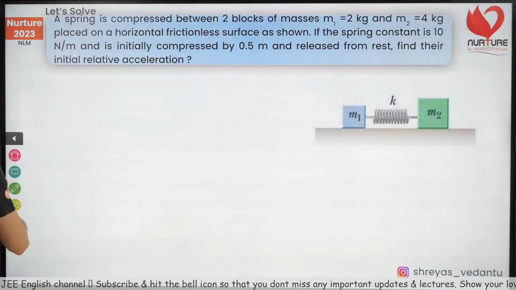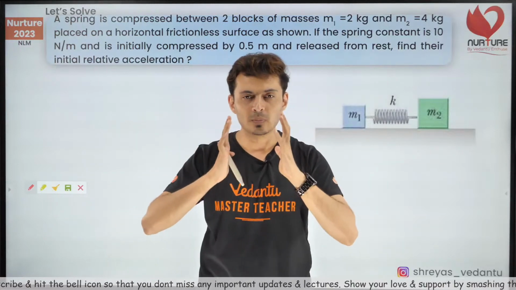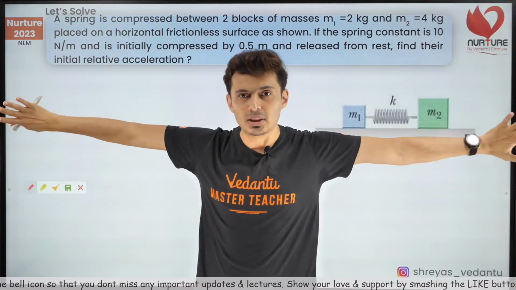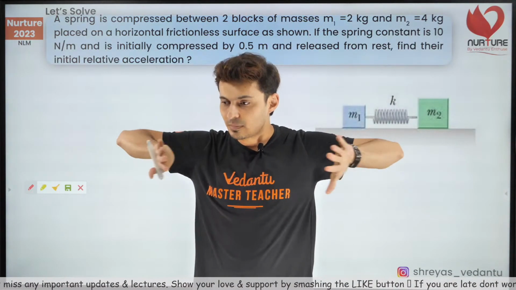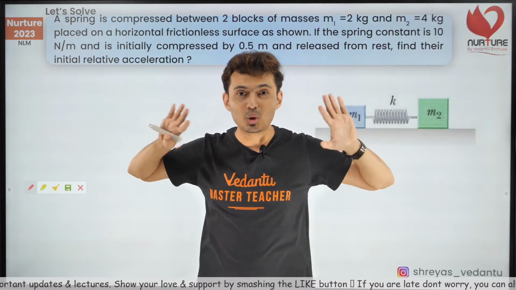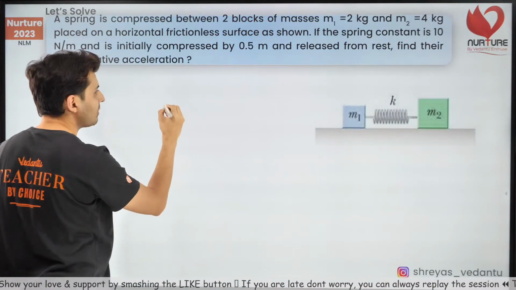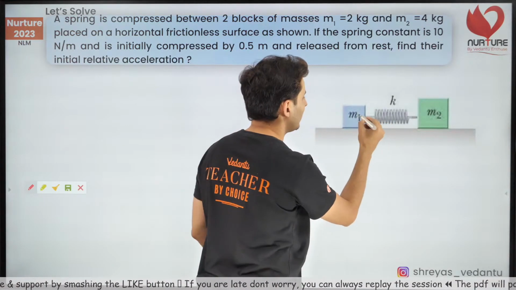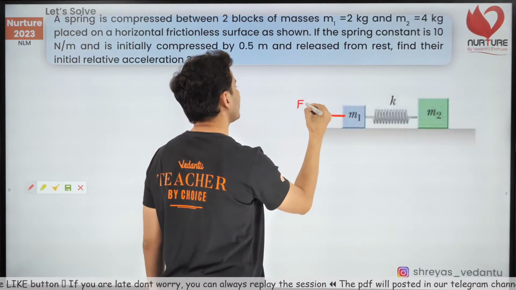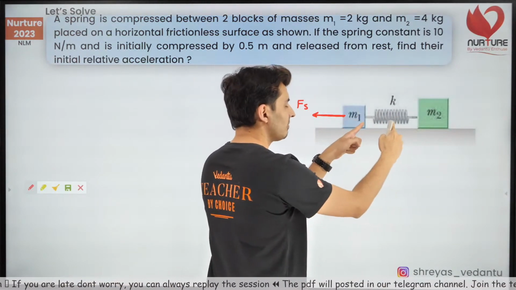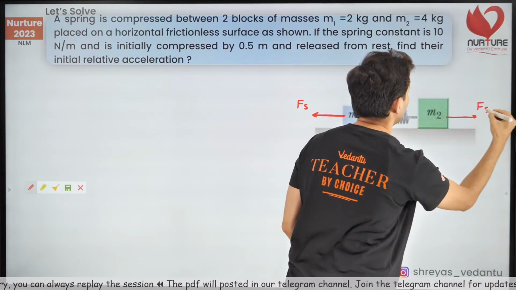All right. So if you compress the spring, what will the spring do? It will push both the blocks outwards, right? Great. So think about the free body diagram. Because the spring is compressed, it will push this block this way. The same spring is pushing the other block the other way. So the same force will be applicable here.